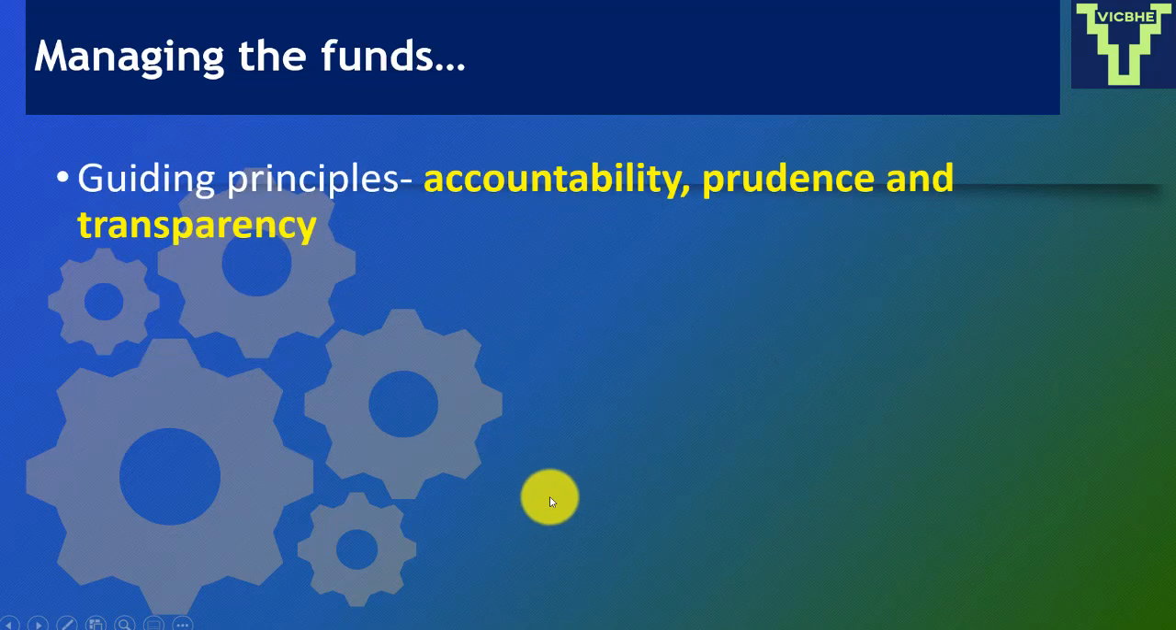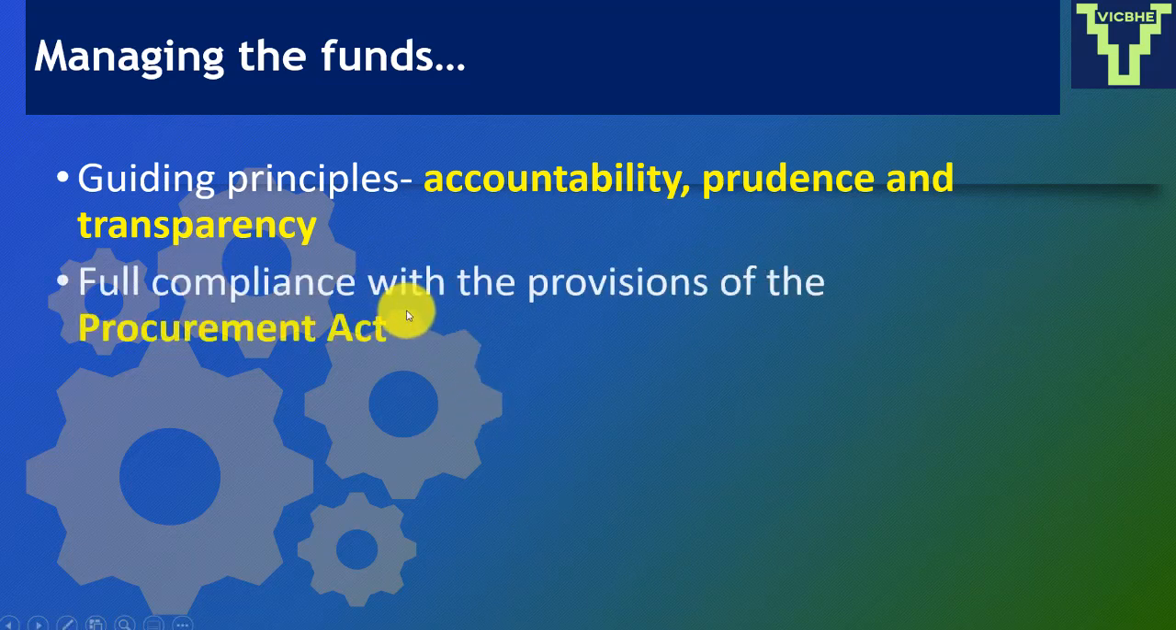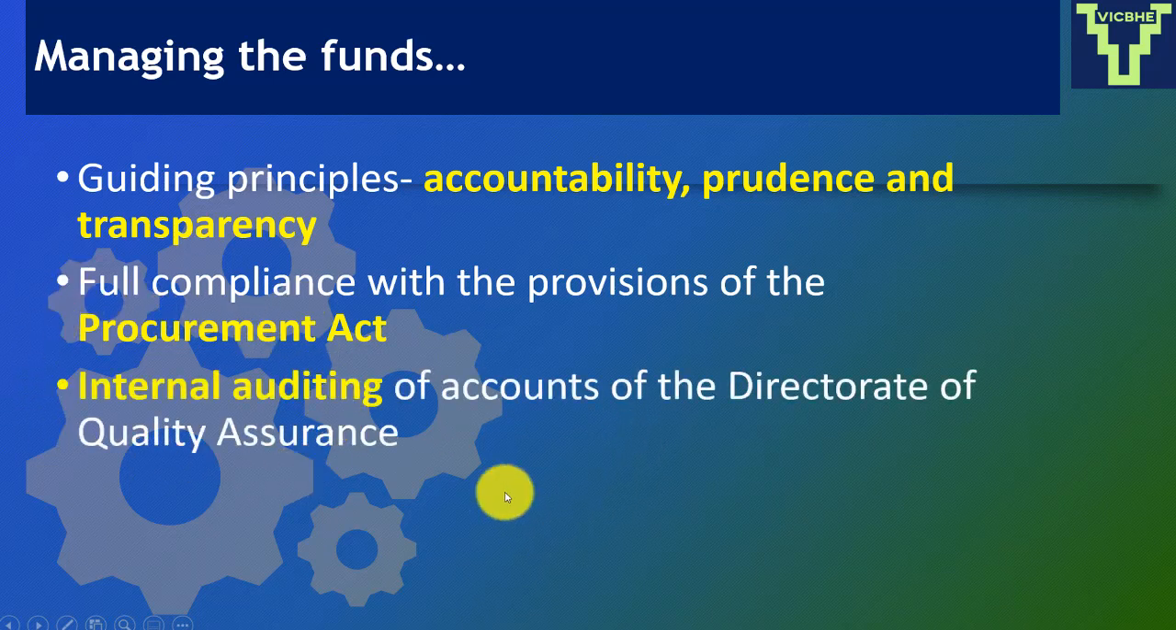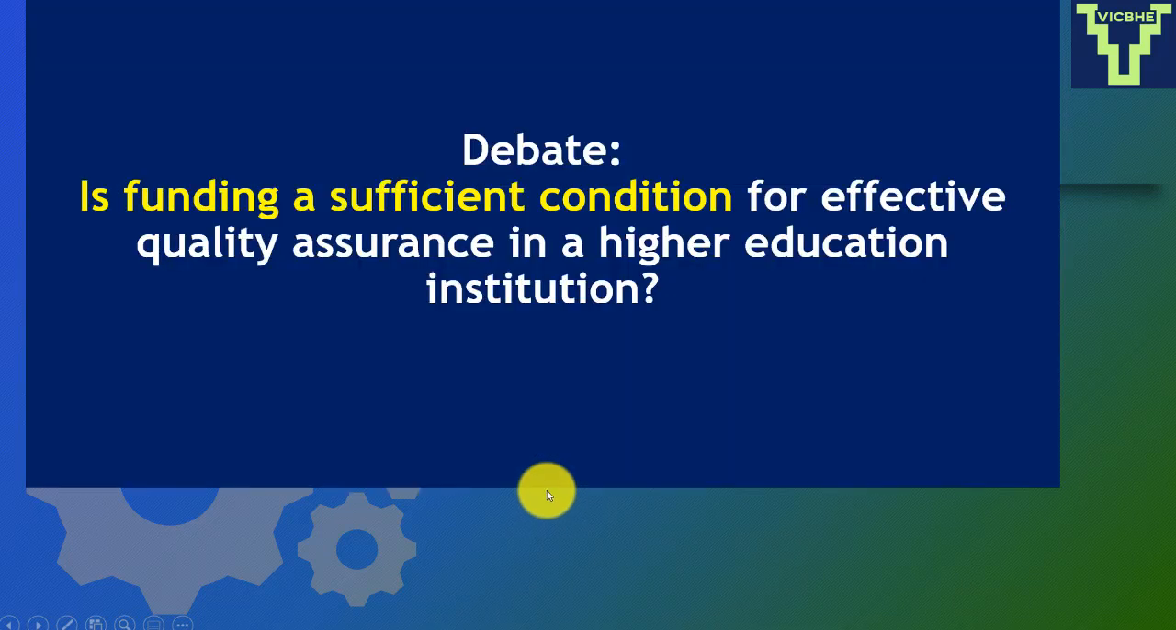So how do you manage the funds? There are some guiding principles. When you get plenty of money now, I'm not saying everybody, but some Directorates of Quality Assurance just start spending carelessly. So we have to manage the funds judiciously. Accountability, prudence, and transparency should be the watchwords. And you have to be compliant with the provisions of the Procurement Act. And then you have to have internal audit of all the accounts of the Directorate of Quality Assurance.